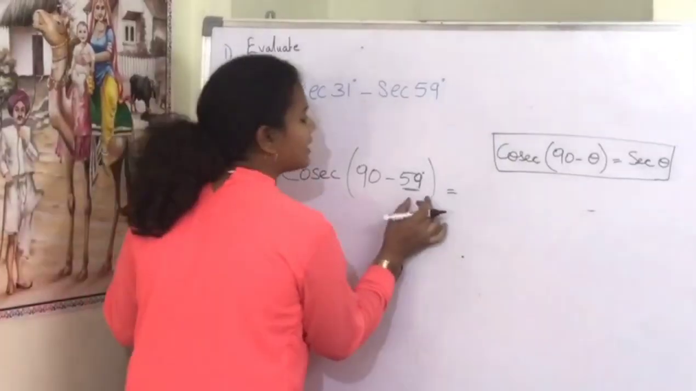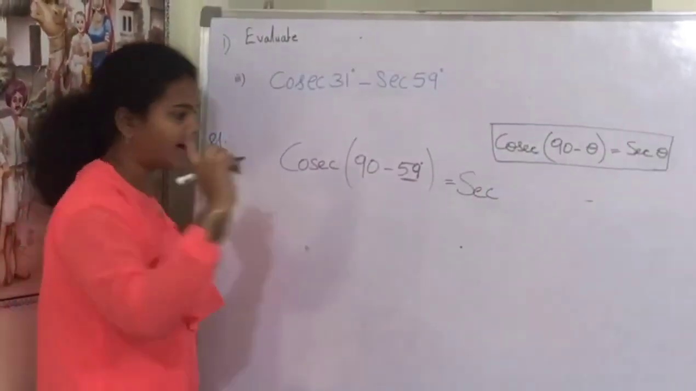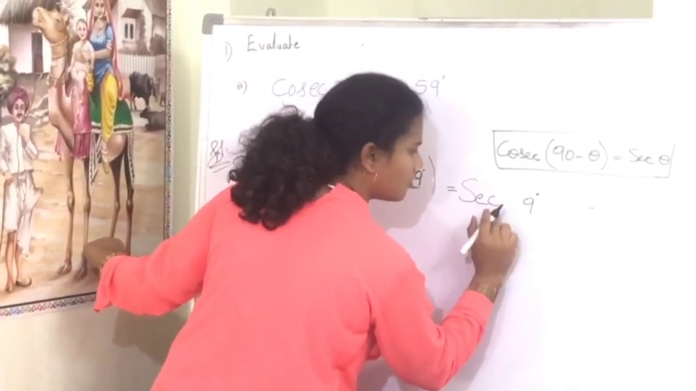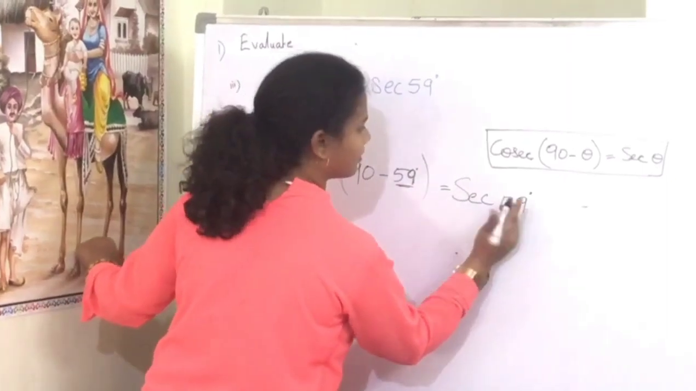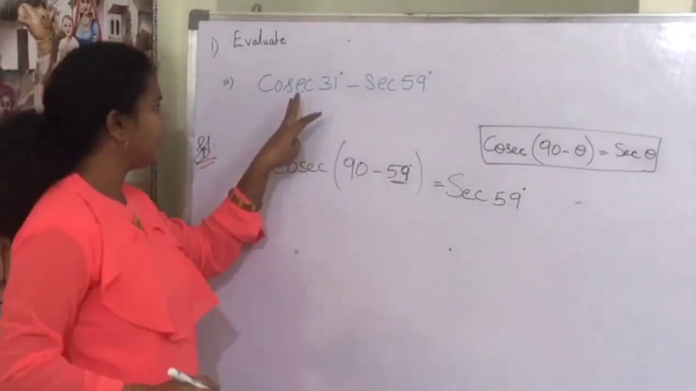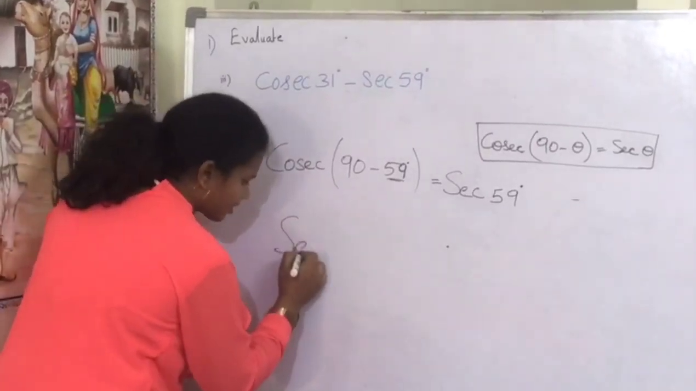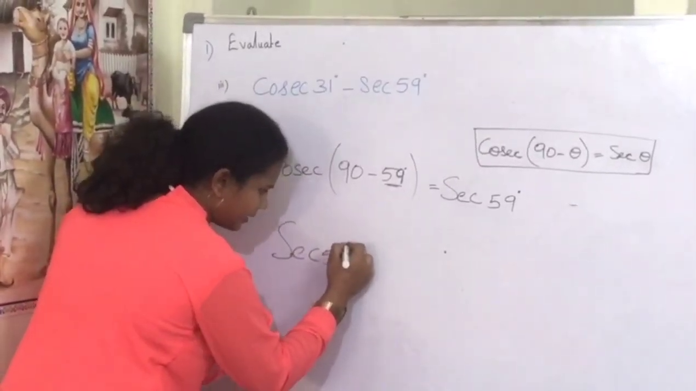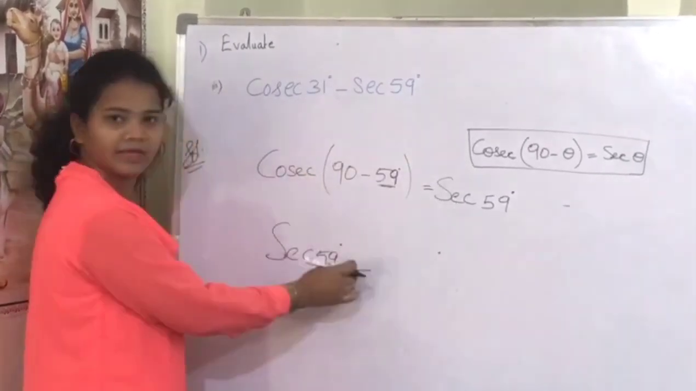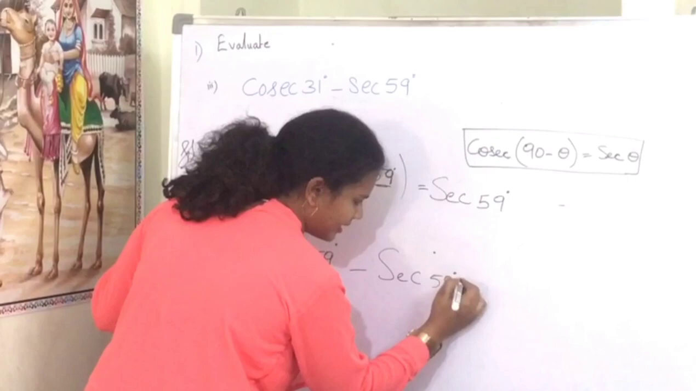As I can write, 90 minus theta gives what? Secant theta. Instead of theta I can write 59 degree, as I can say secant 59 degree. Okay, we got secant 59 degree. As here I change this cosecant 31 degree into secant 59 degree, as I can write secant 59 degree minus, let's carry this secant 59 degree here, as we can write again secant 59 degree.